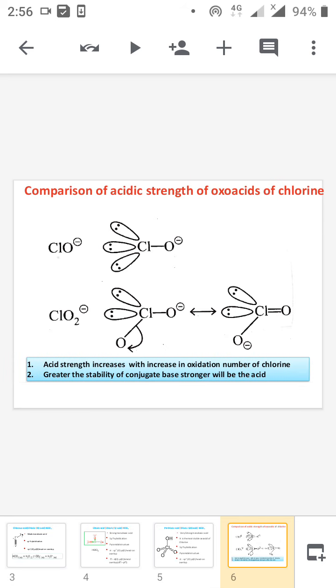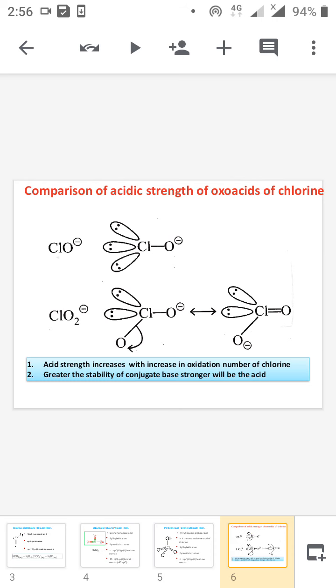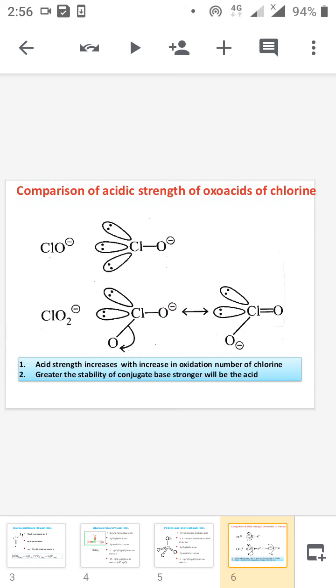Now we are moving into a very important topic. The structure of the oxyacids of chlorine is very important, and now we are moving into the comparison of the acidic strength of the oxyacids of chlorine. That is also very important. There are two reasons. First, the acidic strength increases with increasing oxidation number of the chlorine.